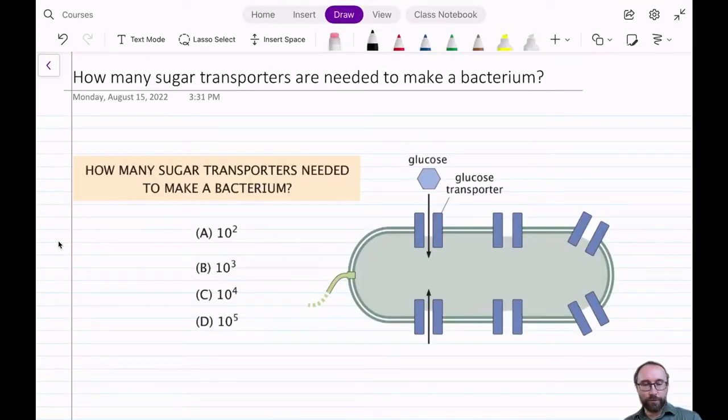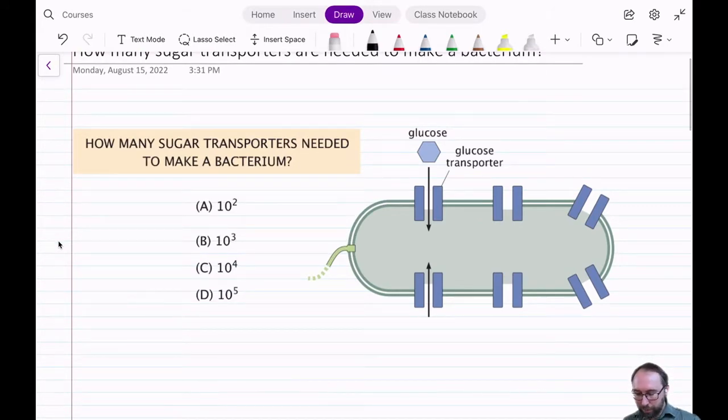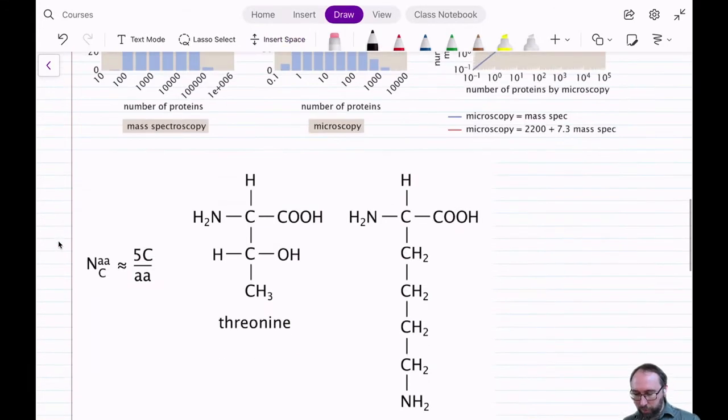Our next question in the physical biology exam is how many sugar transporters are needed to make a bacterium? Okay, and this is a fun estimate because it will start forcing us to think about the chemical composition of the cell. And by pure thought, we can figure out a lot of things.